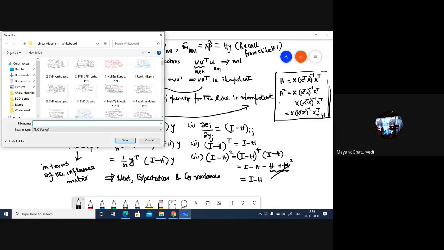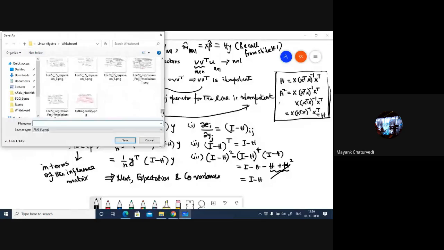Sir, the partial derivative with respect to yi, can you please explain it once? Like, what are we doing there? So, y is the observation vector, right? Y is the vector of observations. So yj is a particular observation, and ŷi is a particular fitted value, right?